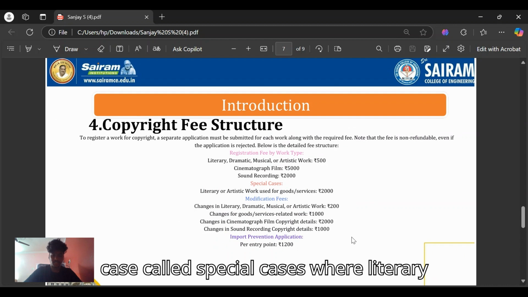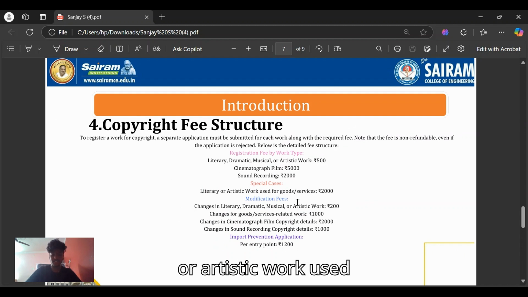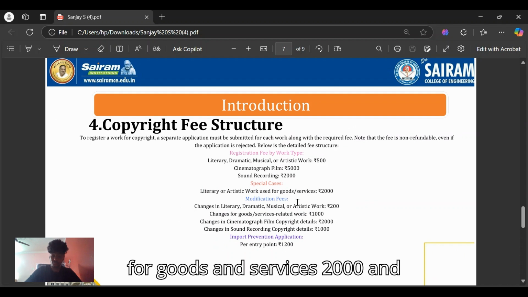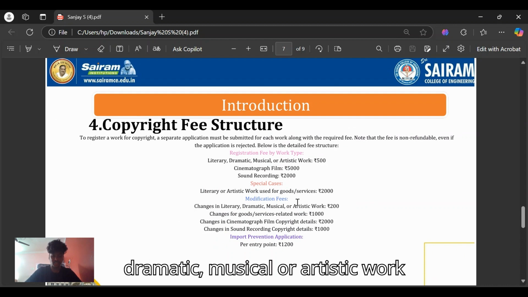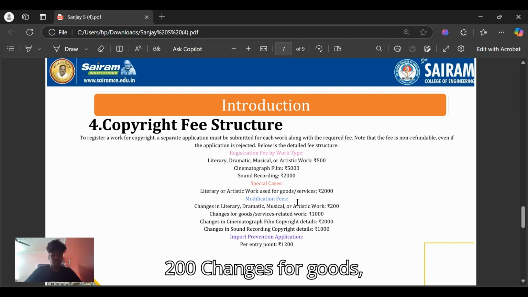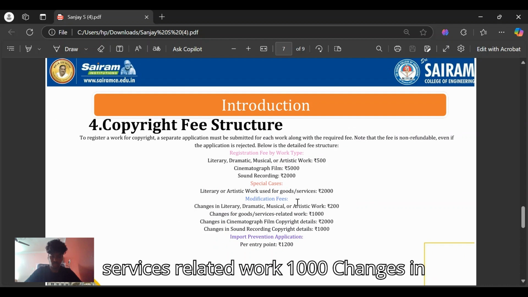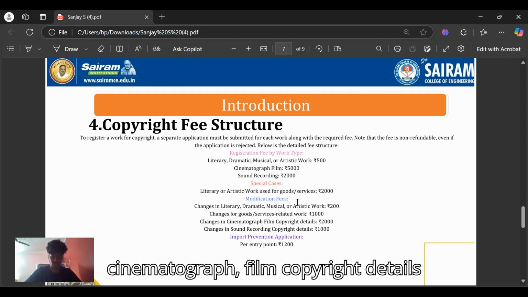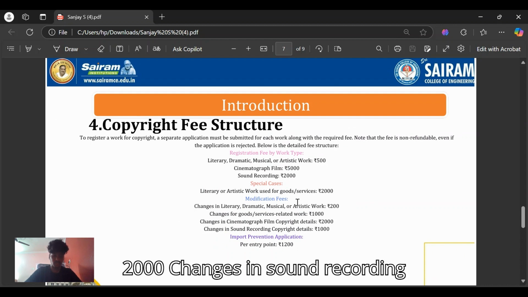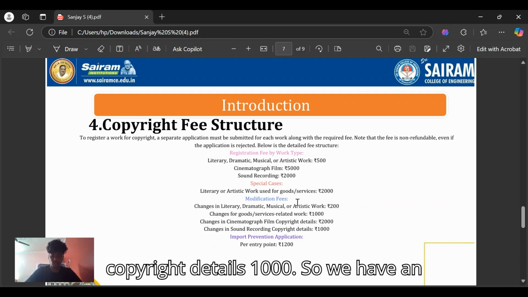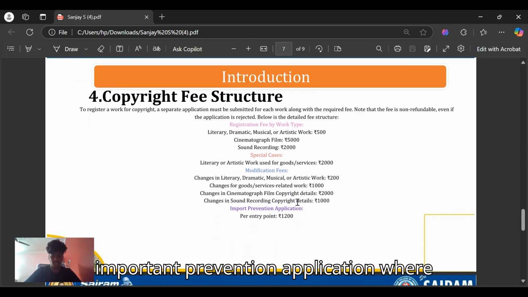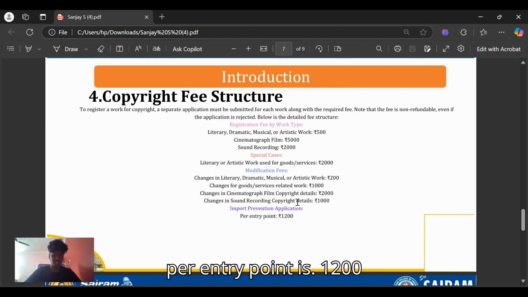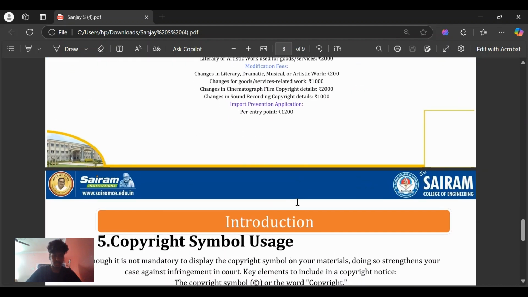where literary or artistic work used for goods and services is 2000, and modification fees. Changes in literary, dramatic, musical, or artistic work, 200. Changes for goods and services related work, 1000. Changes in cinematograph film copyright details, 2000. Changes in sound recording copyright details, 1000. So we have an important provision, the prevention application, where per entry point is 1200.